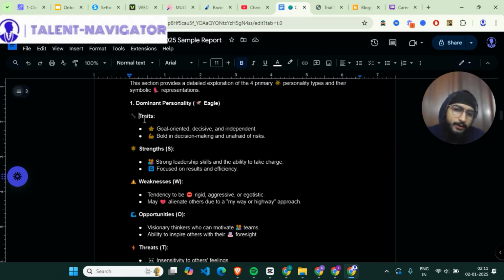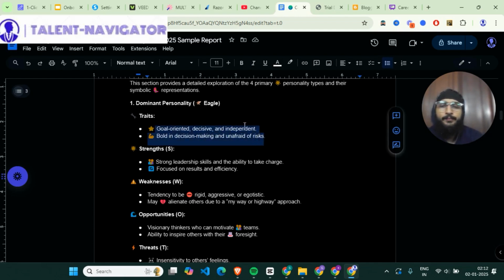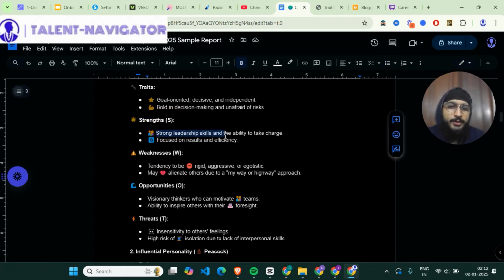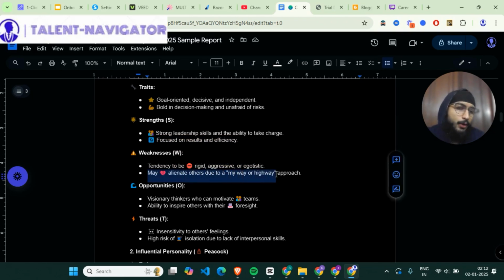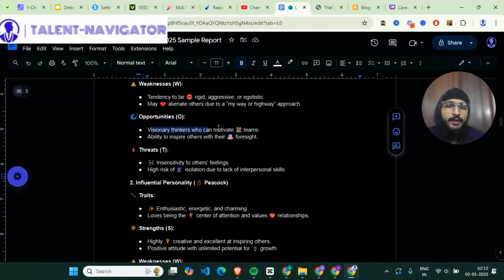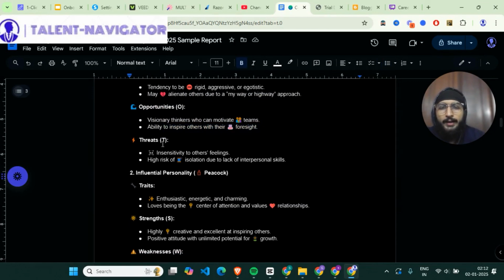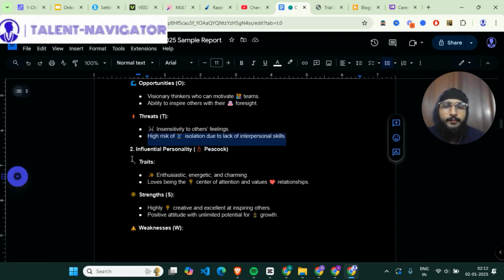Firstly, we'll be discussing the traits. People with an eagle personality type are goal-oriented, decisive, and independent, very bold in decision making and unafraid of risks. Strengths: strong leadership skills and the ability to take charge, focused on results and efficiency. Weaknesses: tendency to be rigid, aggressive, or egoistic, and may alienate others due to a my-way-or-highway approach. Opportunities: visionary thinkers who can motivate teams, with the ability to inspire others with their foresight and vision. And T for threats: insensitivity to others' feelings, high risk of isolation due to lack of interpersonal skills.